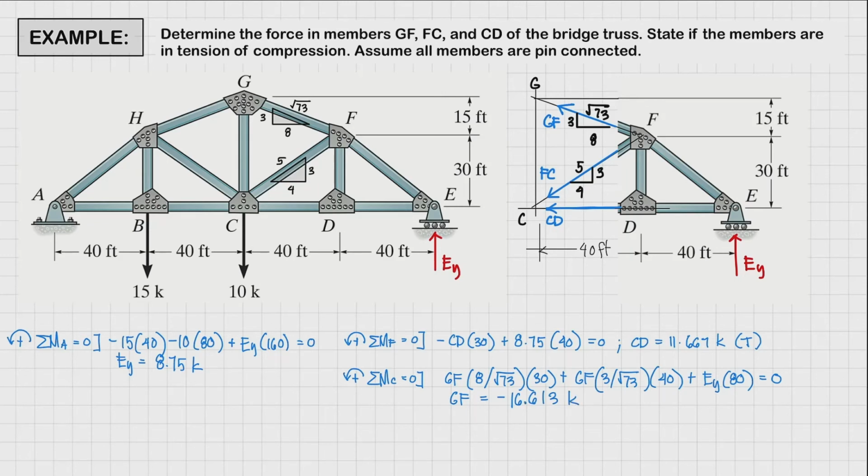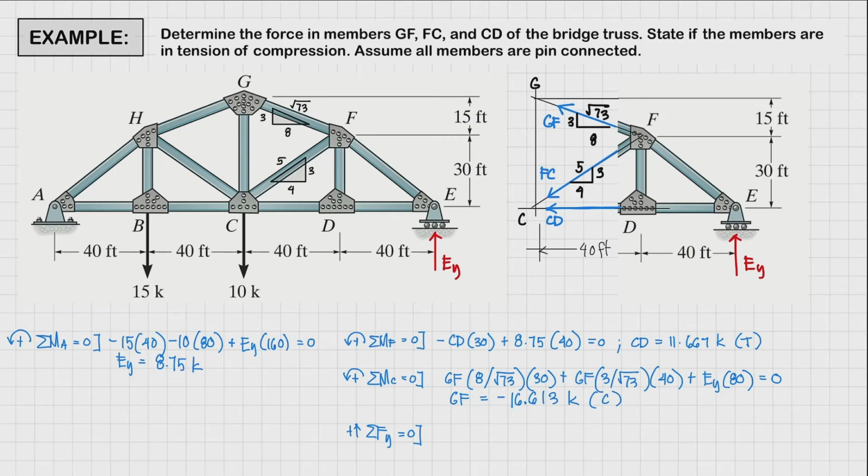And since this is negative, that means that our member is under compression. Alright? So next, we could proceed to either summation of forces horizontal or summation of forces vertical. So I think I'd go with the summation of forces vertical. So let's sum up our forces vertical. So assuming a positive direction of acting upwards, and everything must be equal to 0 for us to maintain equilibrium.